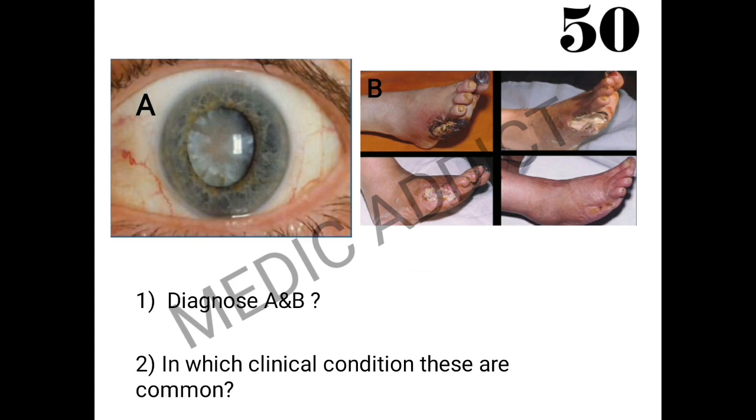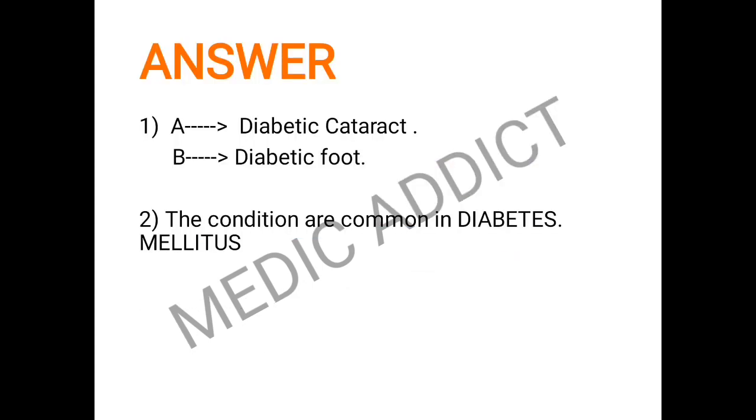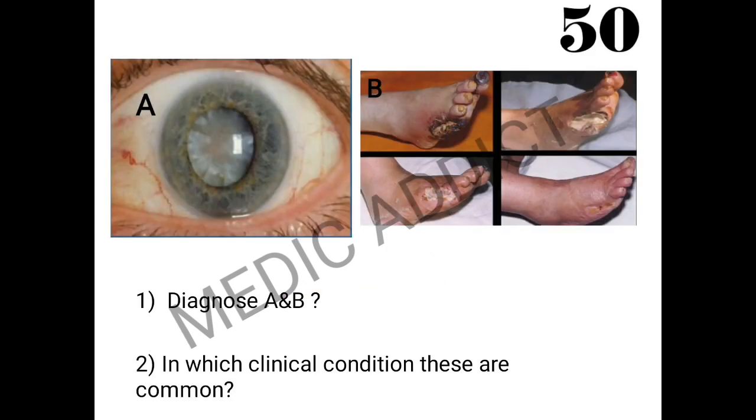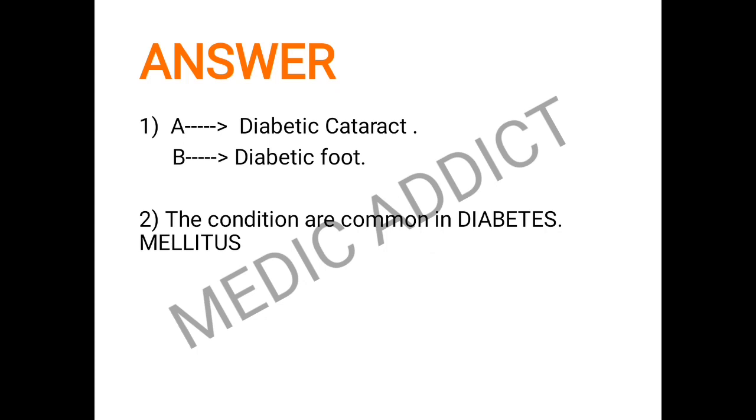So this is the last spot, and we have to diagnose the conditions A and B, and in which condition these are common. So condition A is mainly associated with the eye, as we can easily see in the figure, and this is the diabetic cataract, and condition B is the diabetic foot. So as it says diabetic cataract and diabetic foot, this condition is mostly seen in diabetes mellitus.